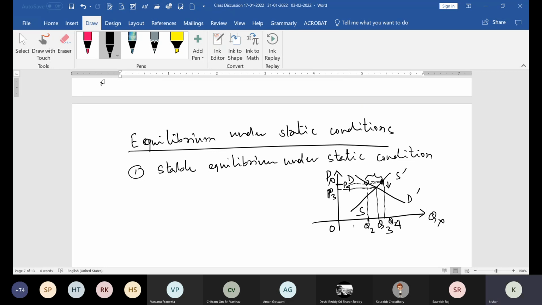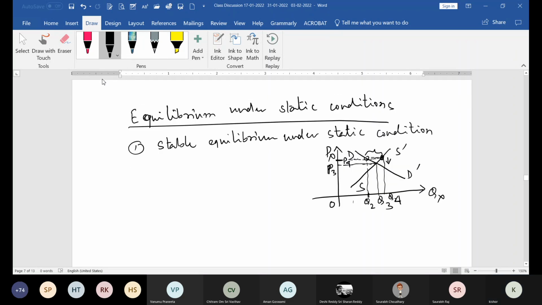So immediately, because of that, it is called stable equilibrium under static condition. Initially price may go up, but when there is oversupply, price will immediately come down. Then it becomes stable again. Because of that, it is called stable equilibrium under static condition. Very quickly, this is happening.